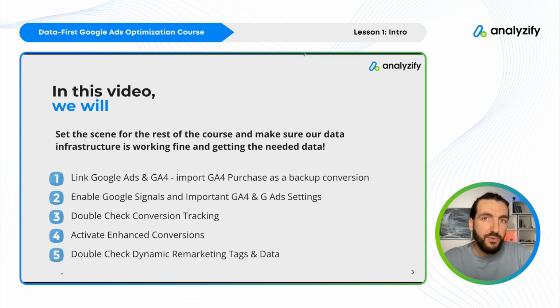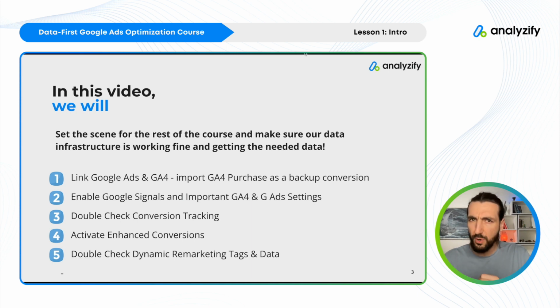This video will contain 5 important actions. Firstly, we will link your Google Ads with your GA4 account or double check if it's already linked. And then we will import GA4 purchase as a backup conversion. This is quite important because we want to make sure that our conversions are tracked, and we even want to have a backup conversion in case the main conversion doesn't work properly at some point. And then we will enable Google Signals within the GA4 account and apply some important GA4 and Google Ads settings.